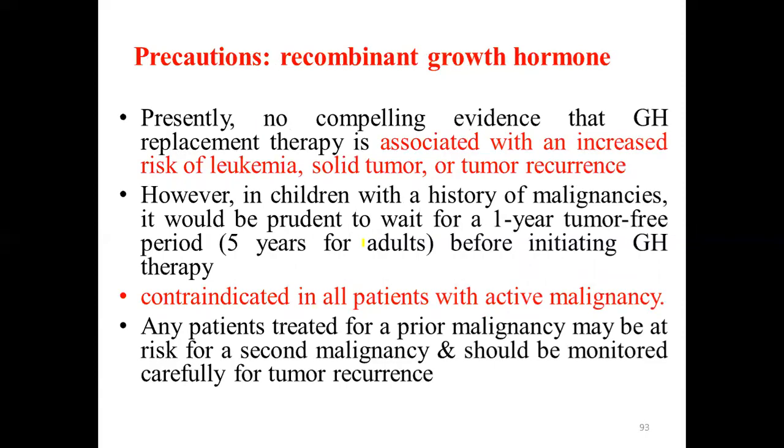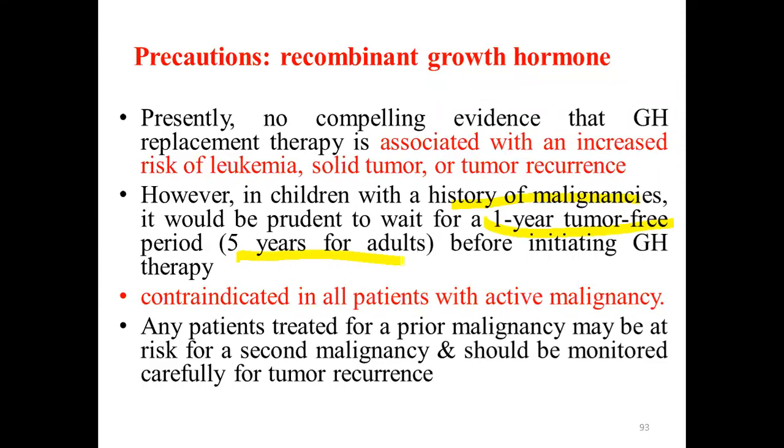Then apart from that, there is a need to be very cautious when you are replacing growth hormone therapy. So far, there is no evidence about the association between risk of malignancy and recombinant growth hormone therapy. However, if the child has any history of malignancy, they have to wait for at least a 1 year free period. For adults, it's 5 years before initiating growth hormone therapy.